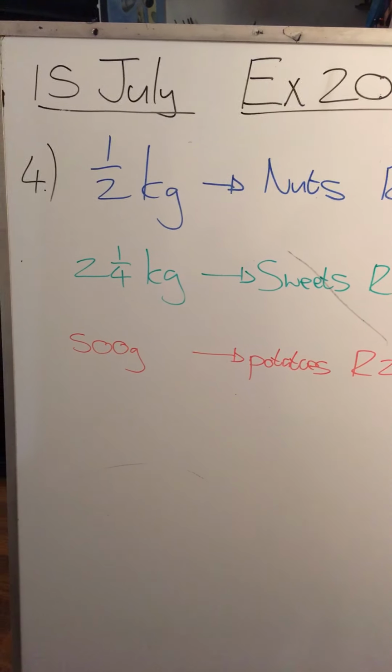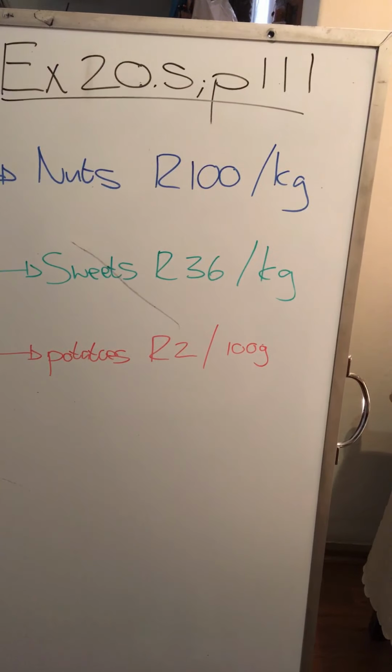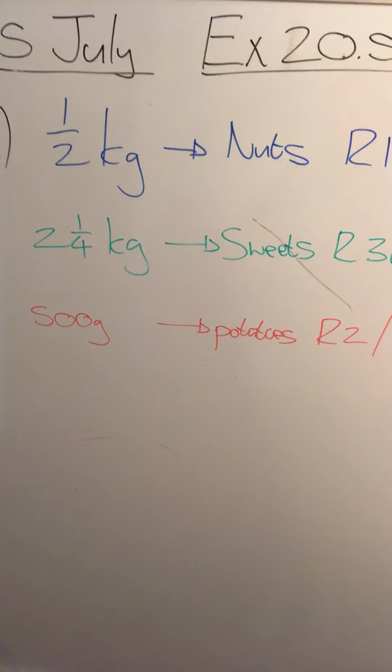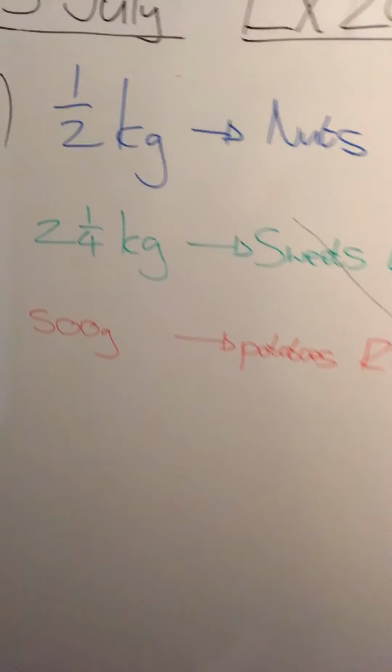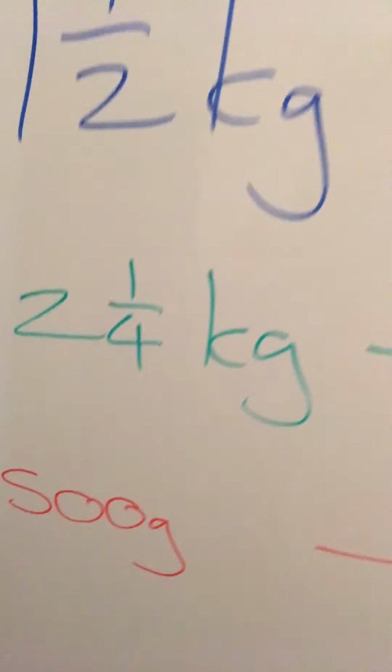It's 1.5 a kilo. Sorry, I'll just change that. 1.5 a kilo of nuts at 100 per kilo. I did the same for the sweets and the potatoes. You need to do one at a time. Otherwise, you're not going to get it right. So let me just change that. It's 1.5 a kilogram.